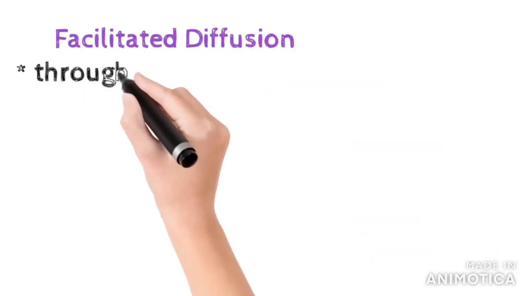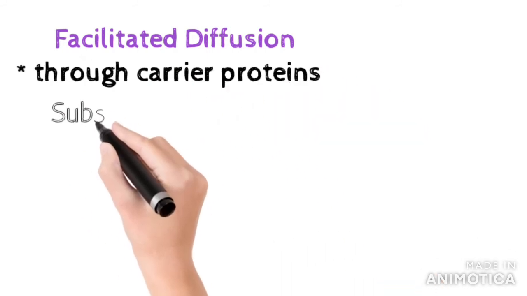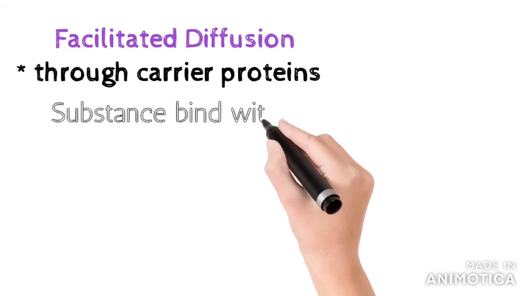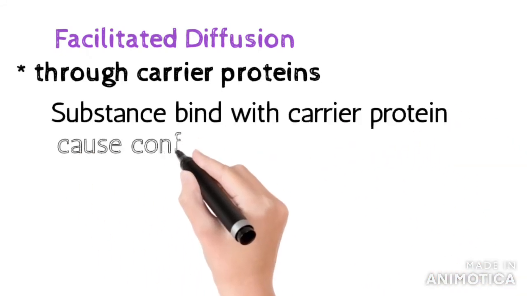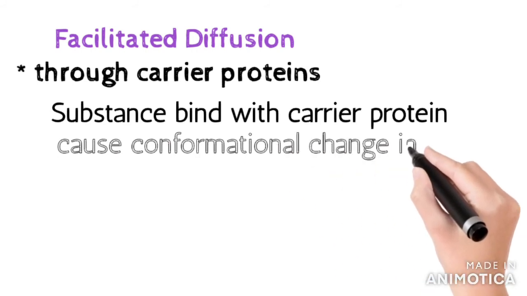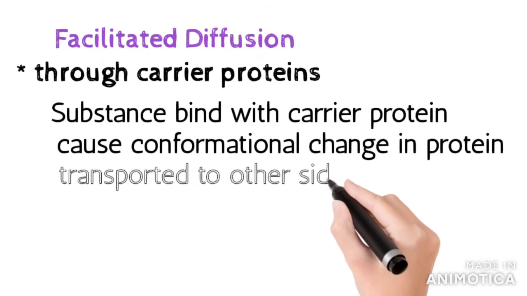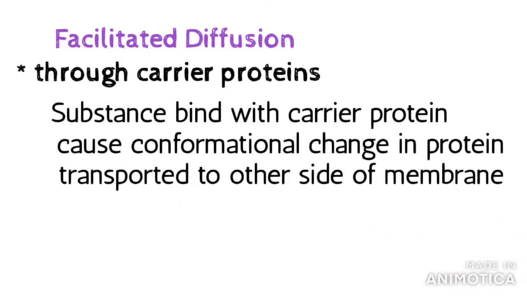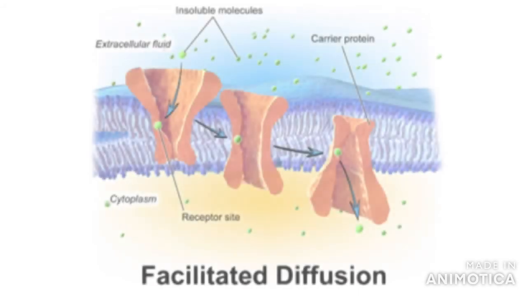Now the facilitated diffusion. It is a type of diffusion. The molecules bind with the carrier proteins. Some conformational changes occur in the carrier proteins and allow the substances to move to the other side of the membrane. Now see this diagram. Facilitated diffusion is shown clearly.